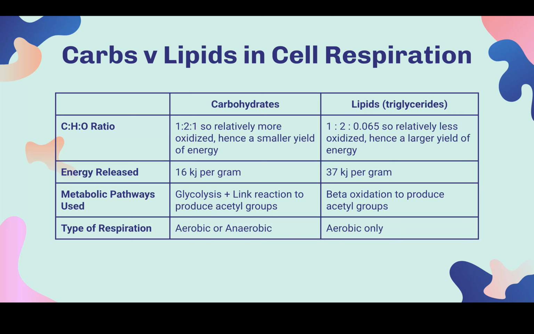Okay, so the way I will explain this is, in terms of ratio, there's more hydrogen in triglycerides than there is in carbs. Which means that, in terms of the compound itself, there's more hydrogen in triglycerides than in carbs, so it's less stable because it has more hydrogen. So there's less oxidation that has to happen, and therefore less energy is used in that oxidation, and therefore more energy is actually released.